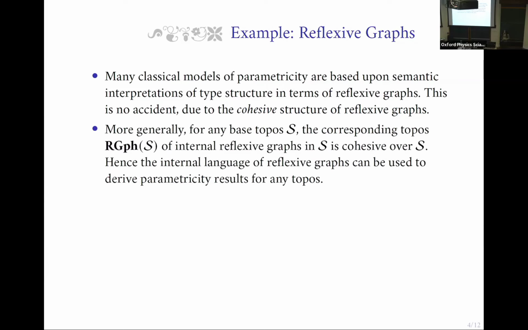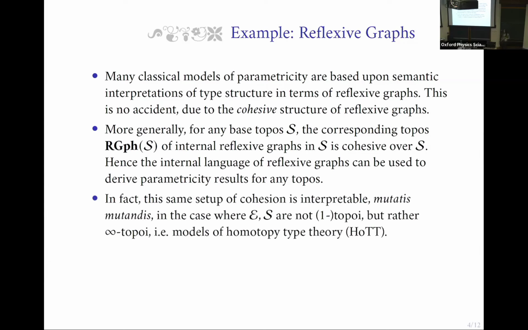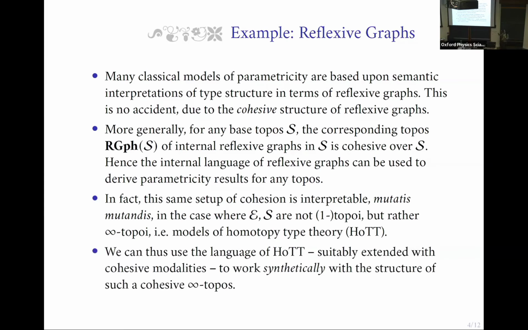But another thing to note is that actually for any base topos, the corresponding topos of internal reflexive graphs in that topos is also cohesive over that topos. So we can actually use the internal language of reflexive graphs to derive parametricity results for any topos. And going even a little bit further, the same idea of cohesion can be interpreted mutatis mutandis in infinity toposes in addition to regular toposes. And so that means we can use homotopy type theory to start talking about the internal languages of some of these.